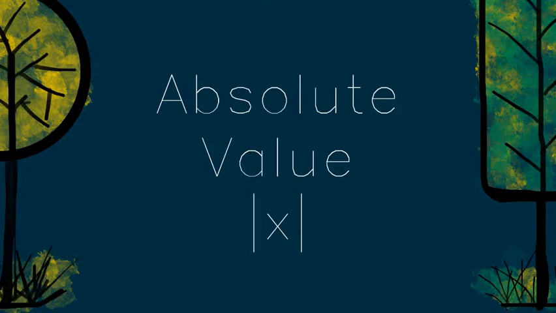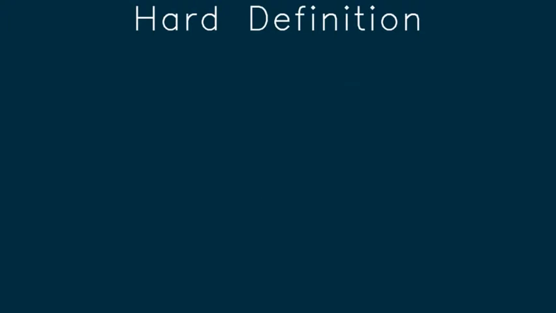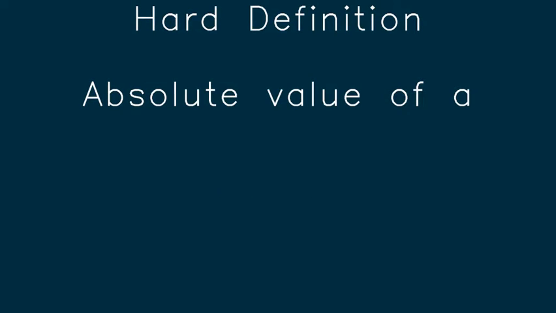On the bottom you can see I have written x, but this isn't just any x. It is surrounded by two lines, which is equivalent to saying the absolute value of x. So we're going to discuss what that means, and let's start with the actual definition, which is obviously hard.